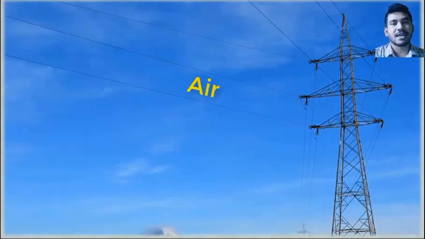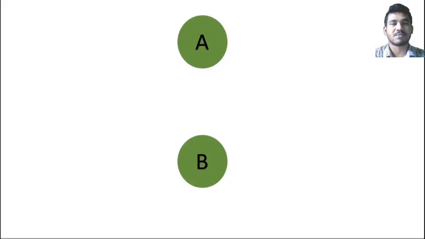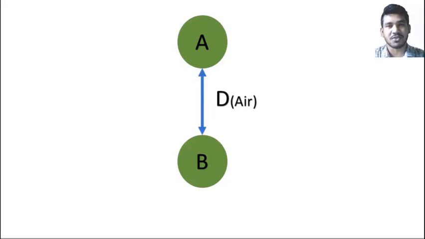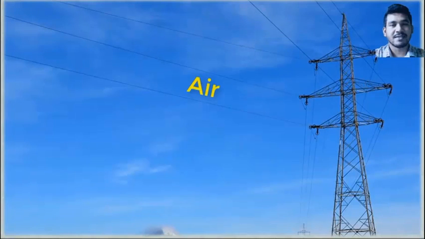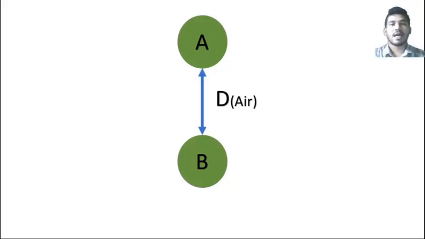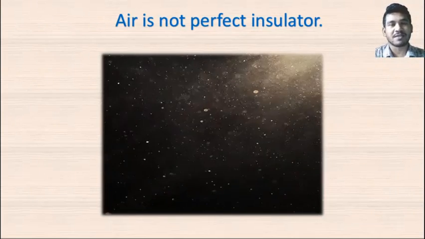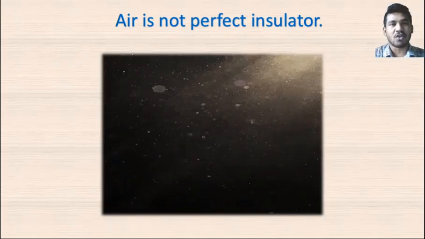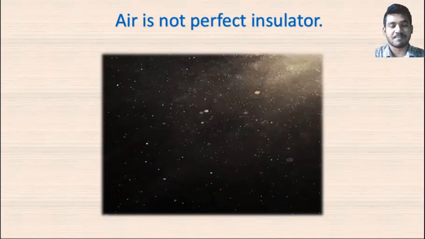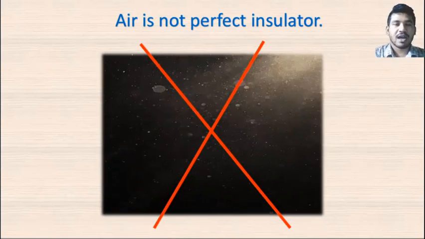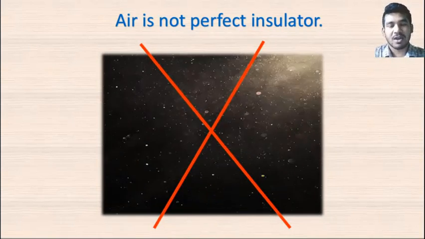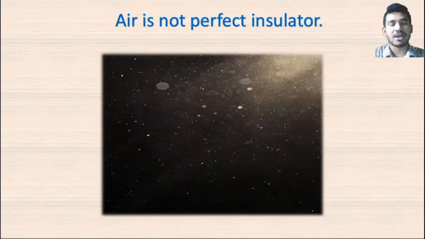We have two conducting electrodes parallel with each other, separated in air by distance d. We can see in this slide. The distance between these two conductors is air. This is the real thing we can see. As we know, air is not a perfect insulator, or in simple language, air is not a perfect dielectric. In normal condition, there are a lot of free ions or electrons in air.